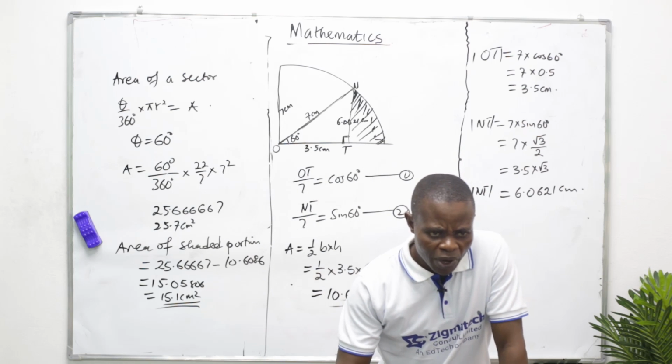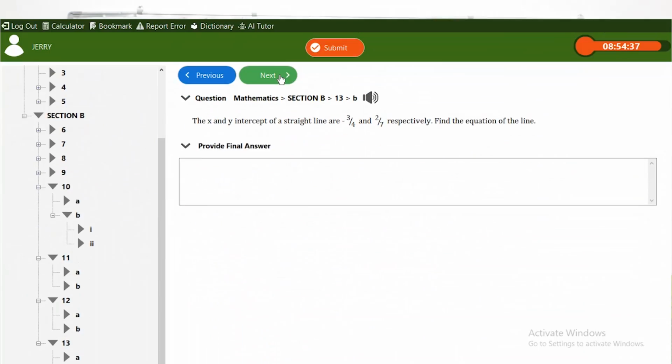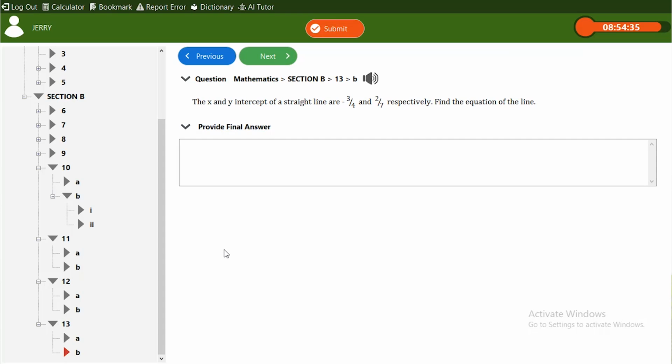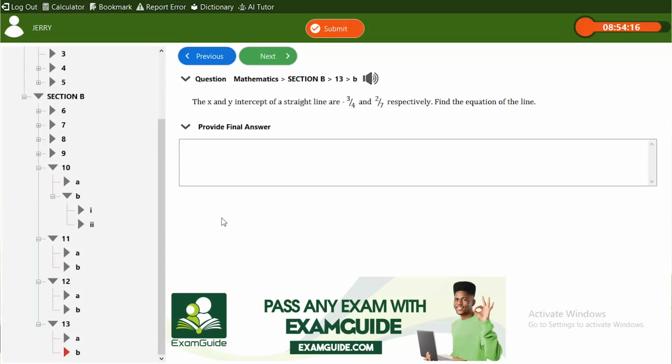Now let's go to part B of this. The part B is saying the x and y intercept of a straight line are minus 3 over 4 and 2 over 7 respectively. Find the equation of the line. Good. Equation of the line. We have to clean this place first.